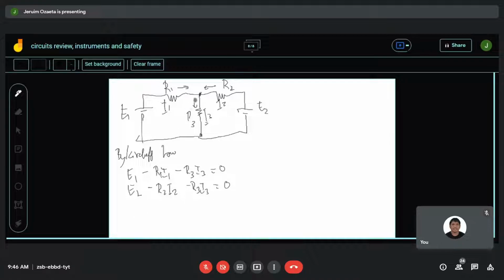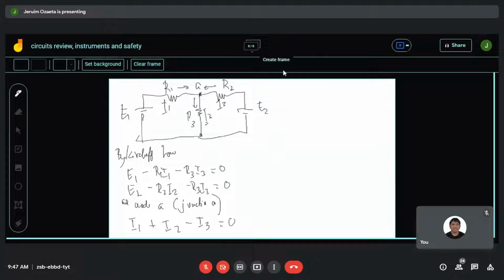And note that the current at node A, sometimes a node is called a junction, you get I sub 1 plus I sub 2 minus I sub 3 equals 0. So you have three equations, you have three unknowns, you can solve the problem.